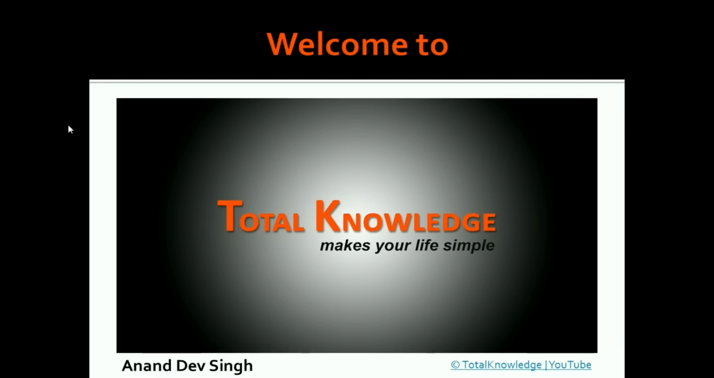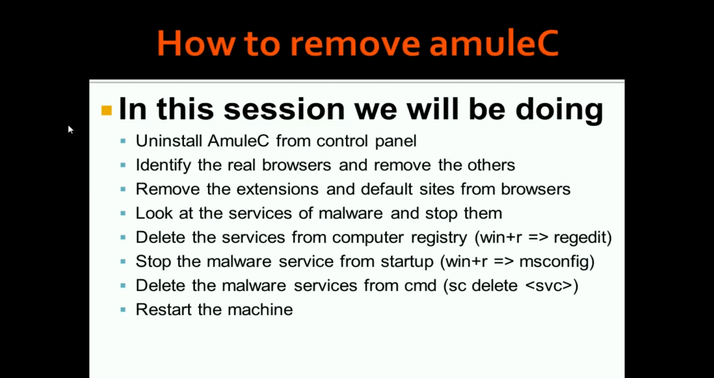This is Anand Dev. Today I am going to tell you how to remove amuleC, which is malicious software, permanently. In this session, we will be uninstalling amuleC from the control panel, identifying the real browsers and removing the others. I will explain why I have written "real browsers." We will remove the extensions and default sites from the browser, like the AMI sites. We will look at the services of the malware, stop them, delete them, and restart the machine.